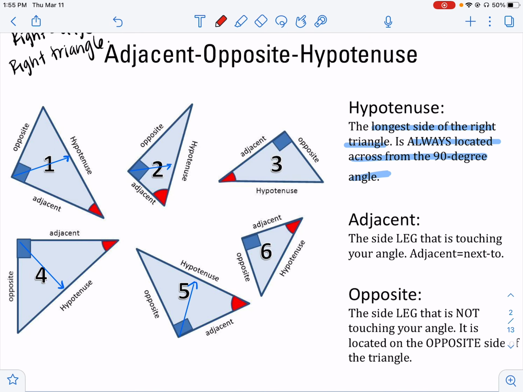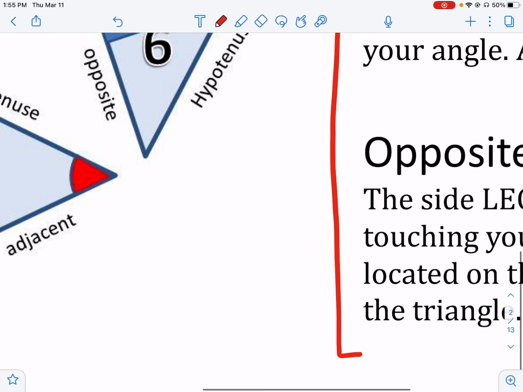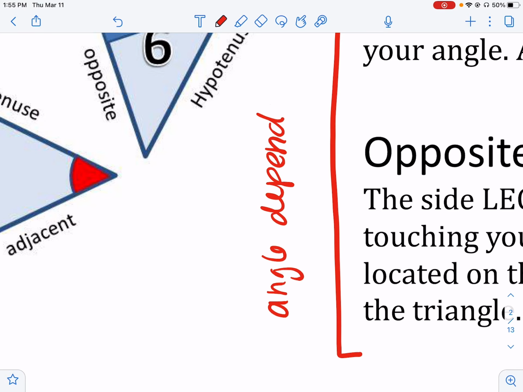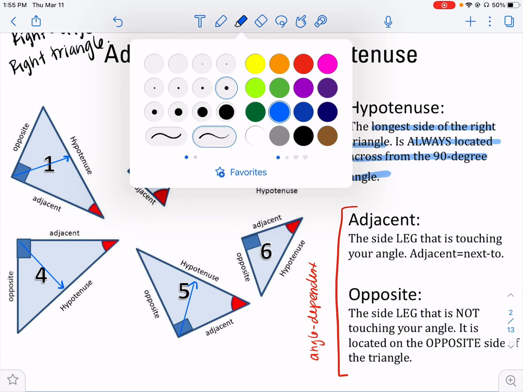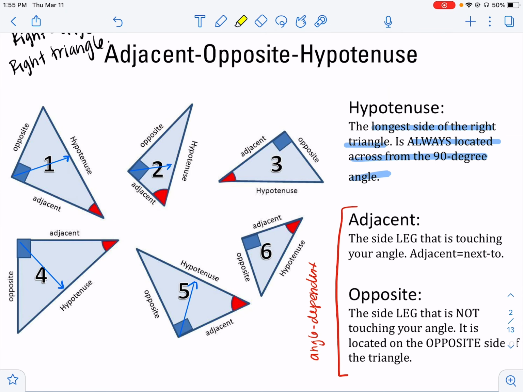However, when you're talking about the adjacent and the opposite, these are angle dependent. That means if we change the angle that we're looking at, these two sides are going to switch around. They are going to change. The first thing that's really important to note is that for both of these, the adjacent and the opposite are the two legs. So the hypotenuse is the hypotenuse. The other two we call the legs. And the legs can either be adjacent or opposite.